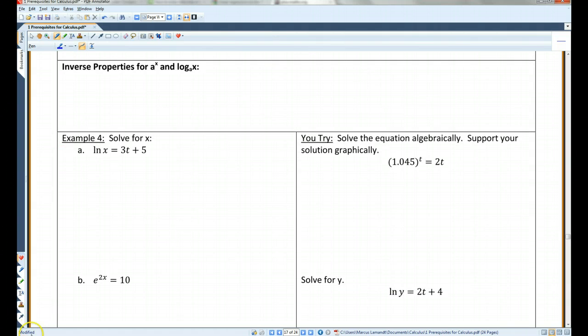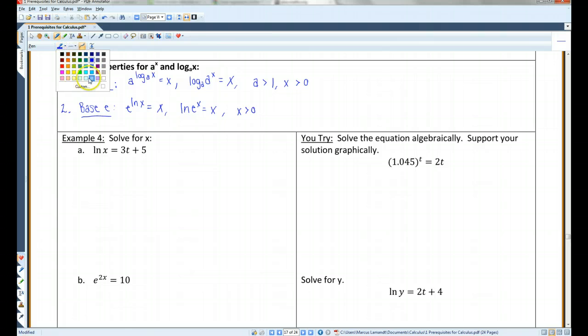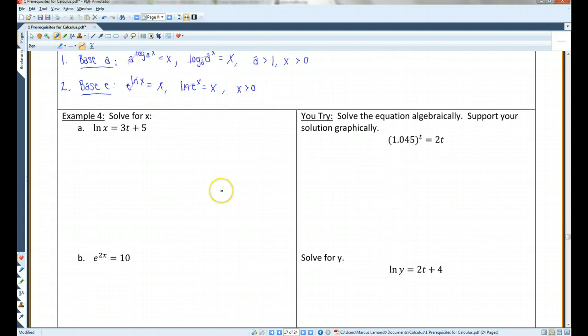Alright, inverse property. With base a, a to the log base a x power equals x. And log base a of a to the x power also equals x. This is when a is greater than 1 and x is greater than 0. Okay, that's because this and this cancel each other out. Also, e to the ln of x power equals x because these cancel out. And ln of e to the x, ln and e cancel each other out, and you end up with x over here also. And this is when x is greater than 0.